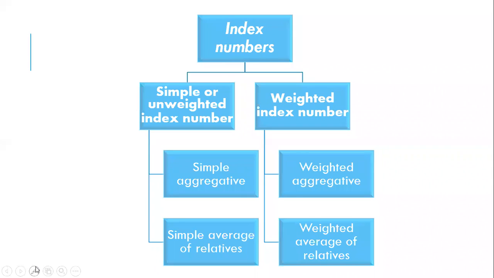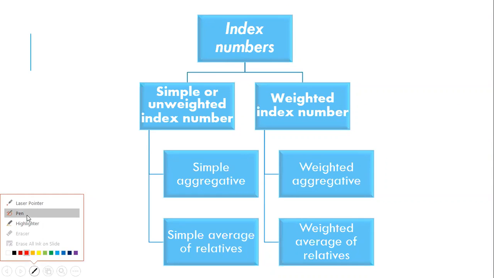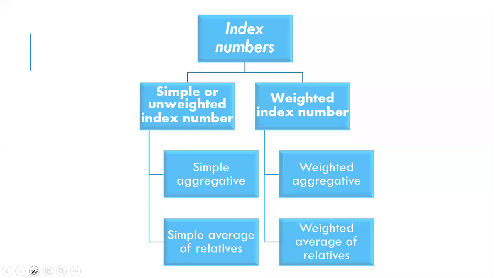So, when you say methods, we have two main methods. One is simple or unweighted index number. When you say unweighted, here we give equal importance to all the products. We do not consider weights here. We are not assigning any particular weights. And under unweighted, we have simple aggregative and simple average of price relative method.